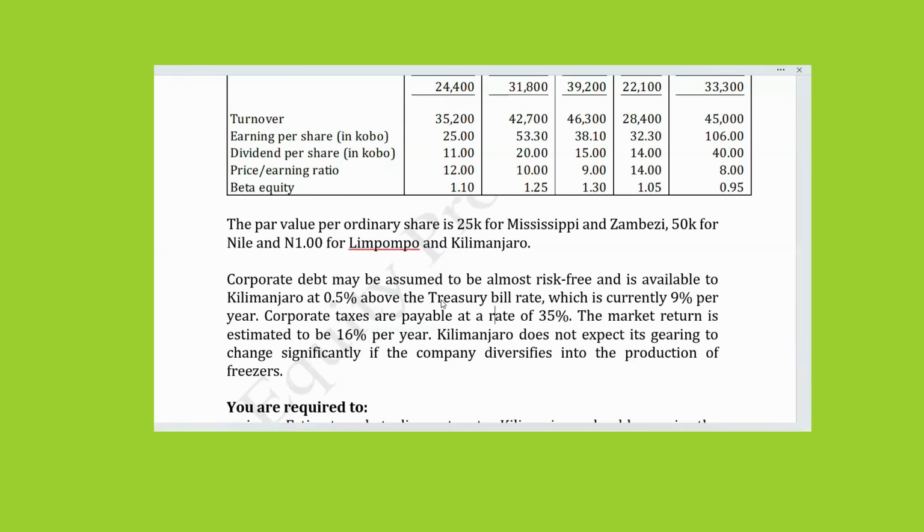However, your corporate debt, we are told, is available to the company at 0.5% above the treasury bill rate. So this simply means that your cost of debt, your KD, your interest rate is available at 0.5% above 9%. So the interest rate is 0.5 plus 9%, which is 9.5%.